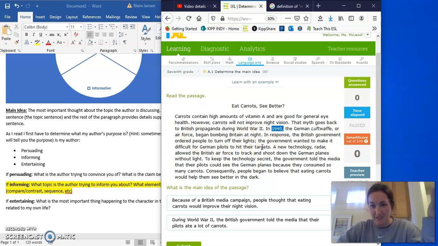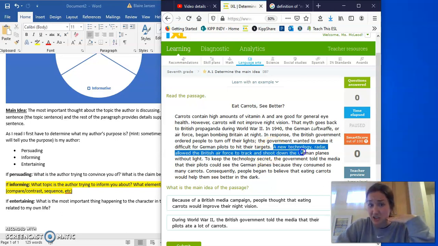And it helps me know what he's talking about because the topic is all about World War II. But how do the carrots come into play? Then I see it says that because the Air Force began bombing Britain at night, the British government wanted to have all the people in the city turn their lights out. The government wanted to make it difficult for German pilots to hit their targets. That makes sense to me. So all the lights in the city are out. And then it says a new technology allowed British Air Force to track and shoot down German planes.